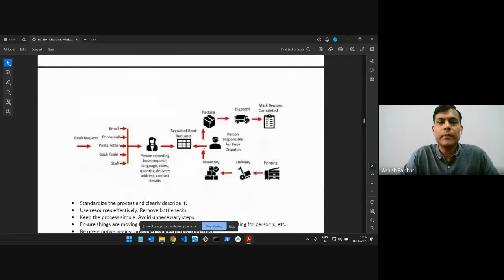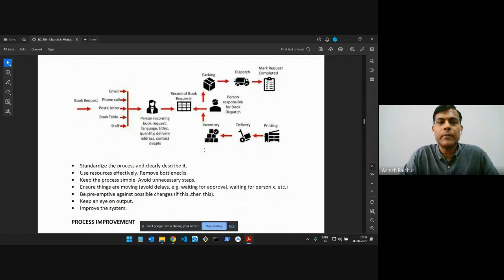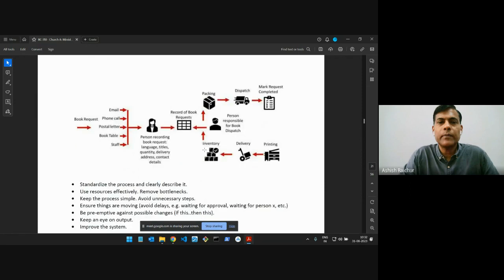So let's look at one example of how we think this through. This is about how requests come in for books, and I'm looking at the diagram on page 21. A book request can come to us in many different ways, through email or phone call. Somebody writes a letter. It could be at a book table where we are displaying our books at some event, or somebody could just speak to one of our church staff and say, please send this book to me, or something like that. So the request comes.